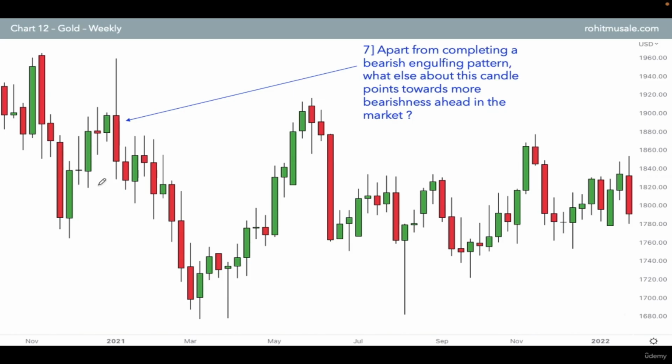Apart from completing a bearish engulfing pattern, what else about this candle points towards more bearishness ahead in the market? Yes, it's a bearish engulfing pattern. Apart from that, if you look at the upper shadow, there is a tall upper shadow. Remember, the longer the upper shadow, the more bearish is the candle. So that upper shadow points towards more bearishness in this market.